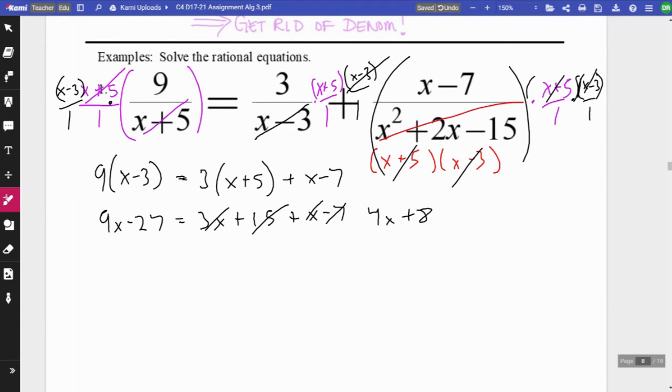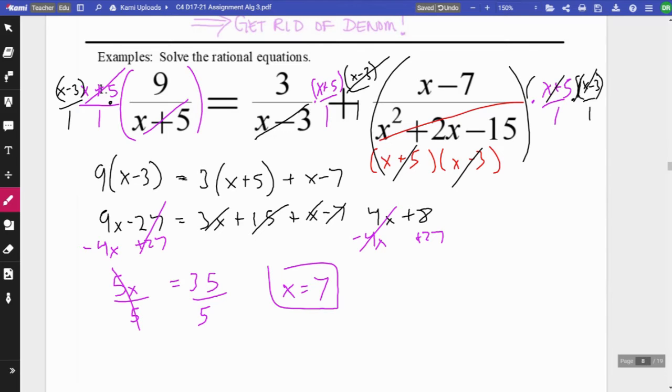And we want to get our x's on the same side and the numbers to the other. So I'll subtract a 4x, and we get a 5x. And then this 27, I want to move to the other side, so I would add a 27. And we get a 35 over there. And to solve it, we divide by 5. X is 7.